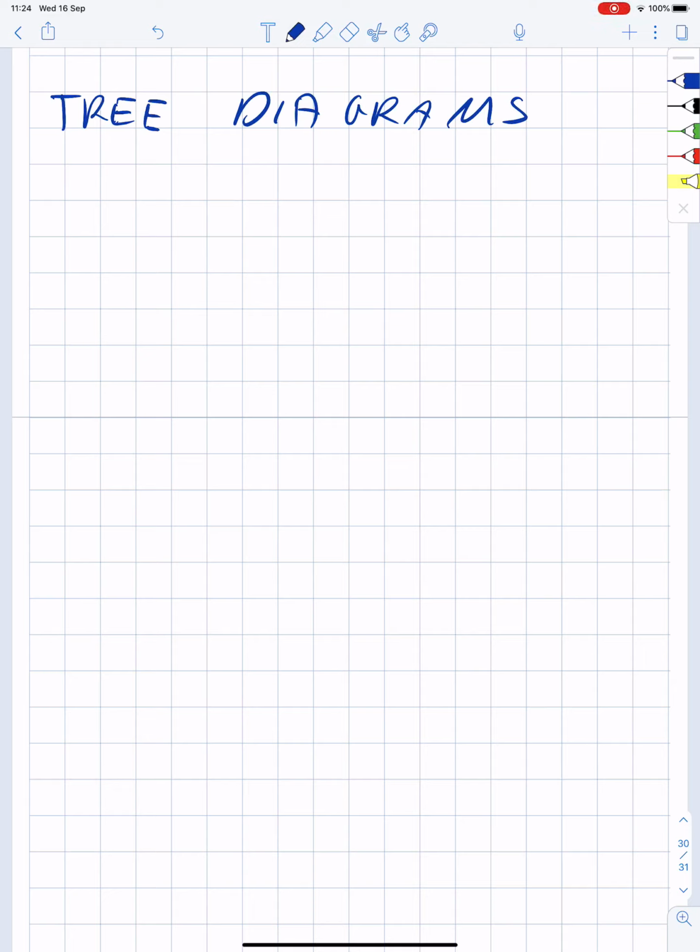Today we're talking about tree diagrams, and a tree diagram is essentially a useful way of showing the outcomes of possible events. So let's say that I'm going to toss a coin 3 times.